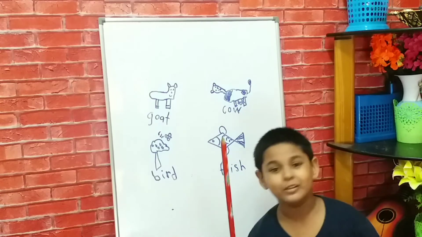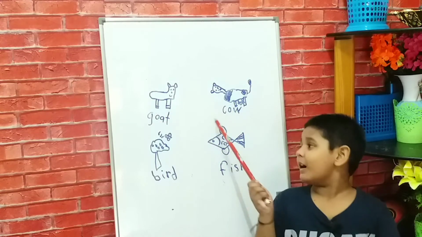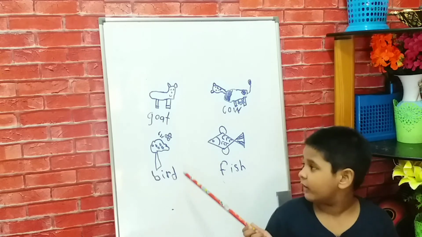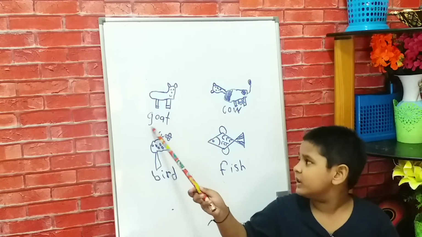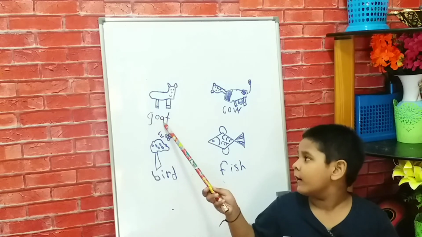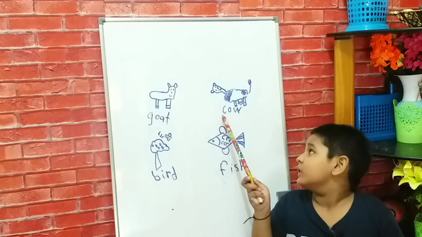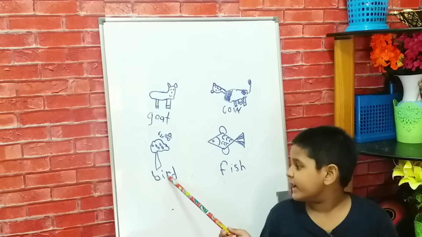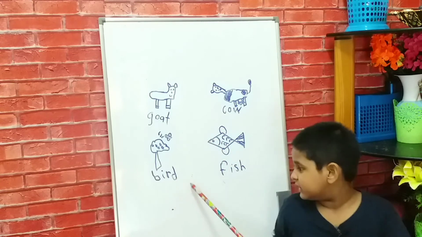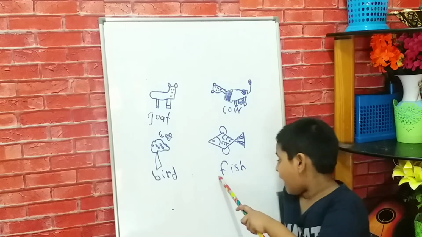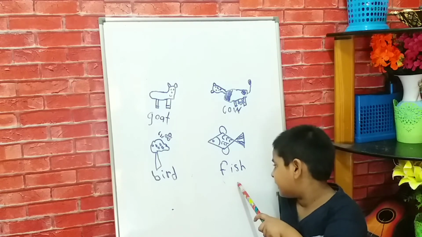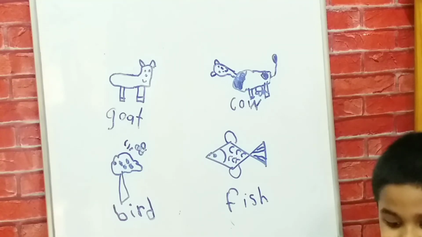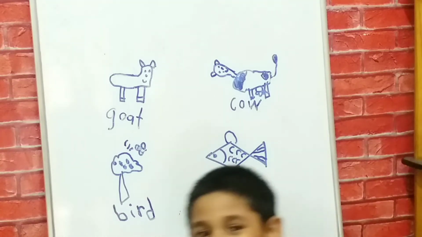Fish. Now we teach you the goat and then cow. And then bird, after fish, after nice pen. G-O-A-T, goat. C-O-W, cow. B-I-R-D, bird. F-I-S-H, fish.